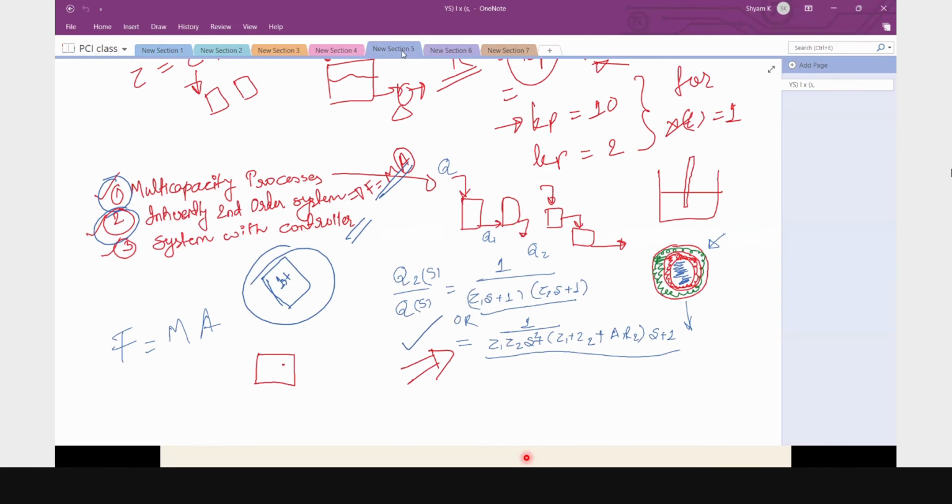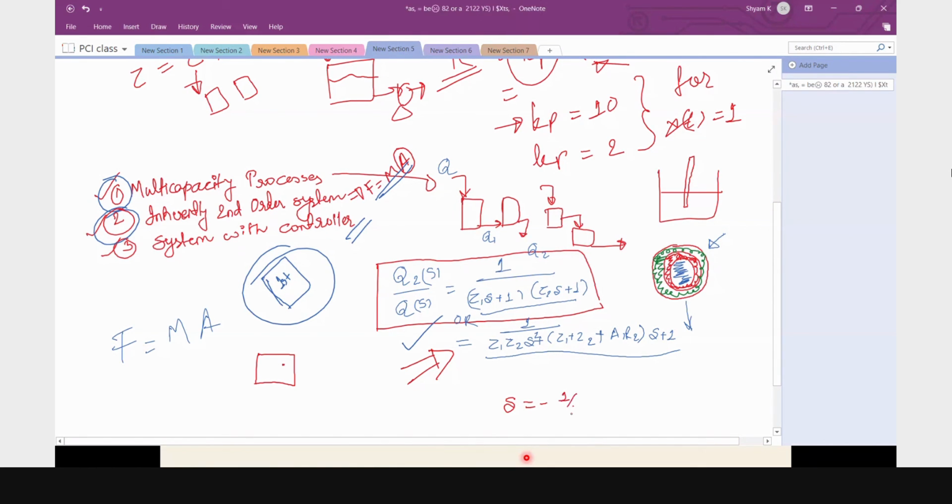our equations for the interacting or non-interacting systems when they are in series. See here, tau 1, what will be the root of its equation? s is equal to minus 1 by tau 1. I call this s1, and the second will be s2 is equal to minus 1 upon tau 2, right? These are the roots, p1 and p2.